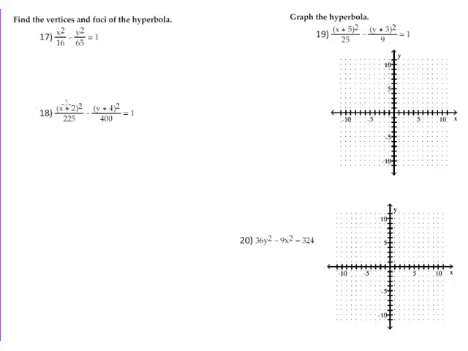Hyperbolas. So, the vertices and the foci. Like I said earlier with ellipses, the first number is always a. So a is going to be 4, and we don't really need b. B squared is 65. To find the vertices, this is centered at 0, 0.